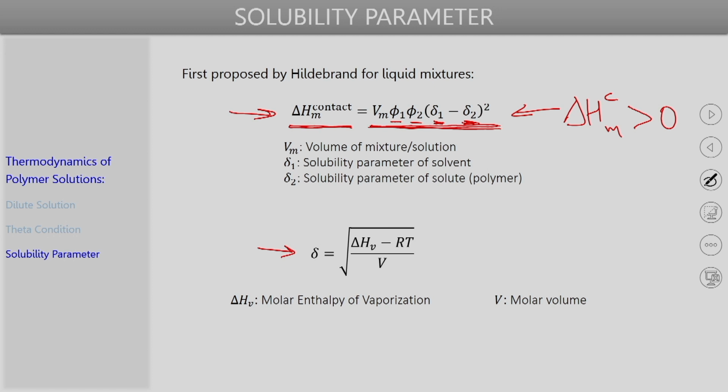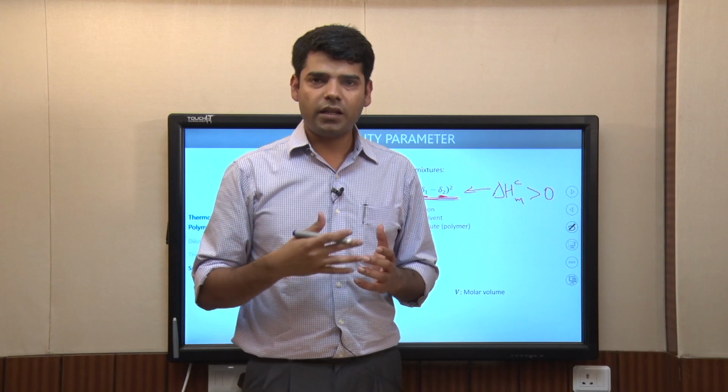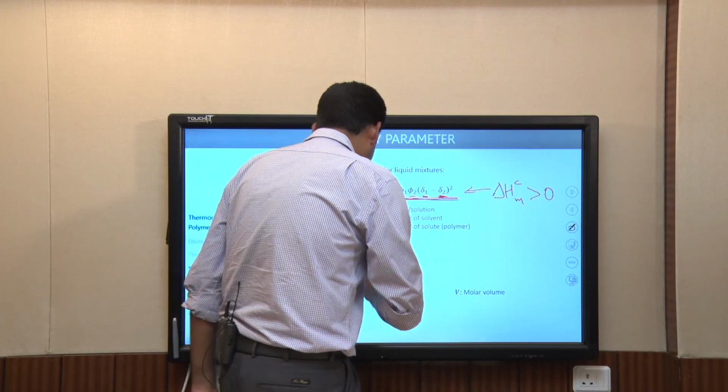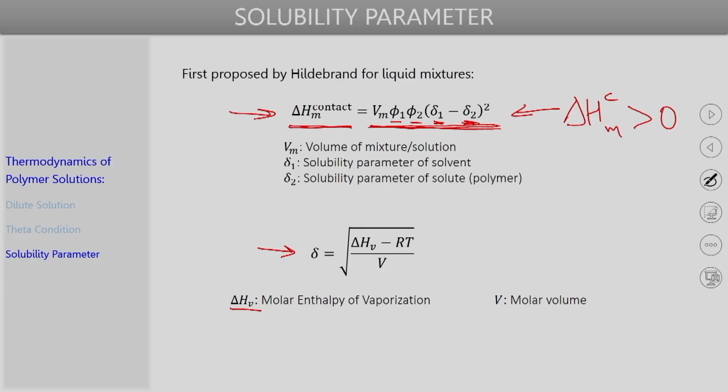So, this energy change of vaporization, if the vapor is assumed to be ideal, can be expressed in terms of the molar enthalpy of vaporization, delta Hv minus RT. The numerator corresponds to the energy change associated with the vaporization process, and the denominator V is just the molar volume.